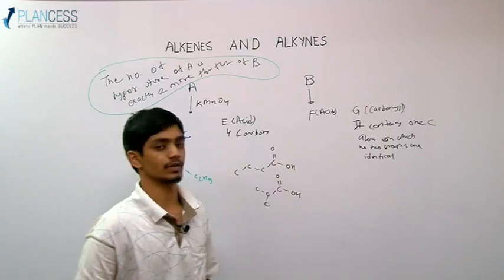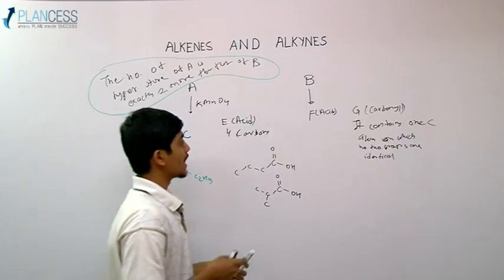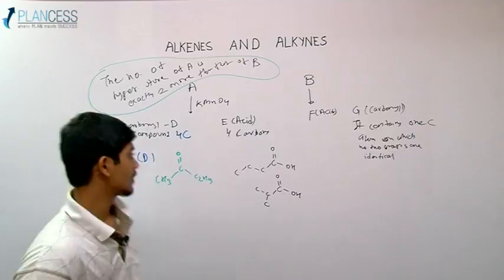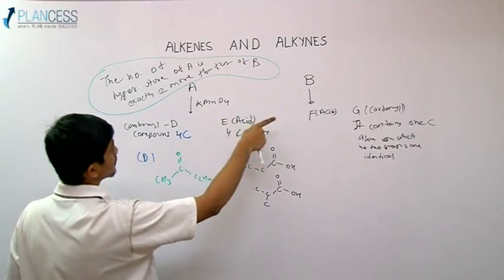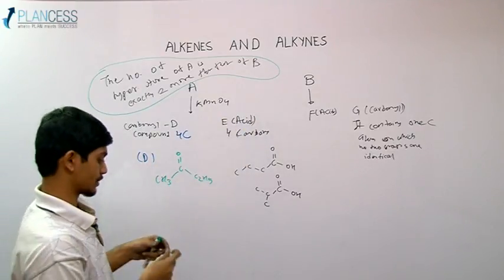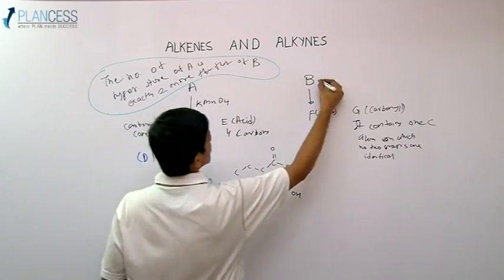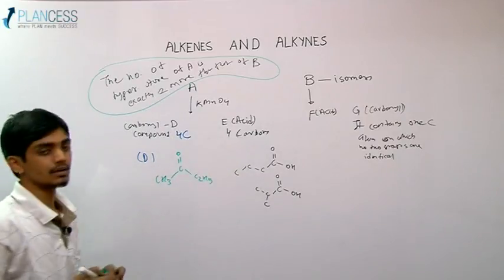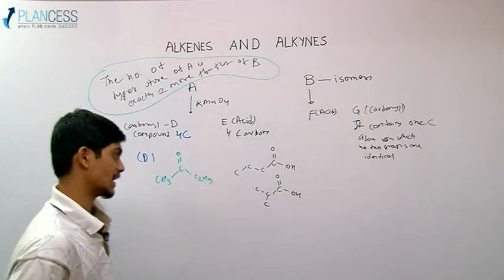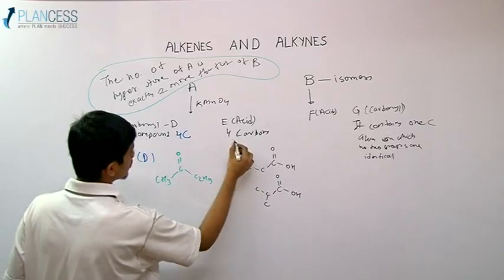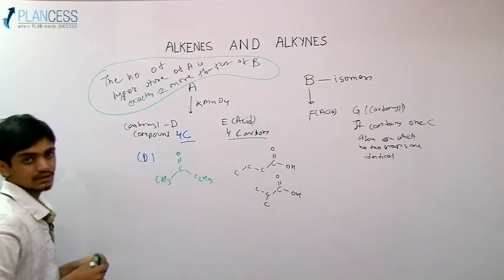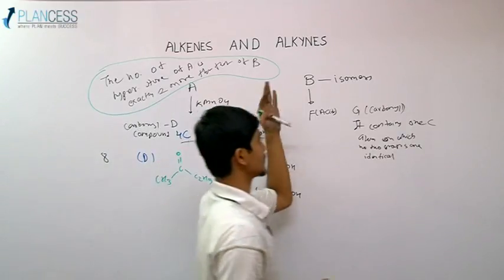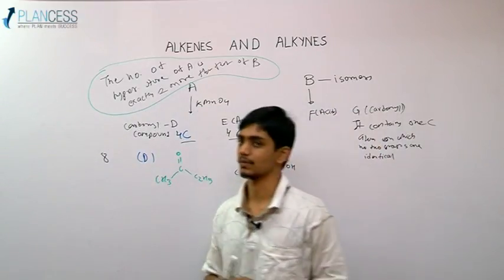But now we have to go towards F and G. F, it is simply given it is an acid, and we know that A and B are isomers. That is also given. I forgot to mention that A and B are isomers of each other. And if A and B are isomers of each other, then the number of carbons must be the same. That is, both must contain 8 carbons. That means B must also contain 8 carbons.